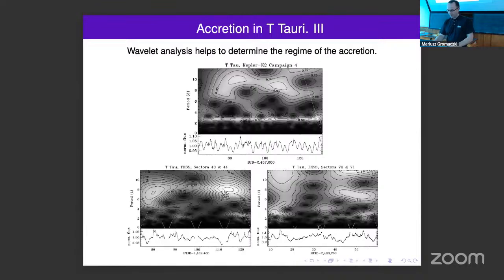Here I'm showing some wavelet analysis, introduced by Sławek Ruciński two decades ago, which can be used to determine the rotational period of T Tauri from Kepler observations. Here I'm showing the same Kepler light curve which was shown before, and we see that the rotational period is not very well visible. The spectrum is dominated by many random signals which are not even quasi-periodic, and they probably reflect the conditions behind the corotation radius of the disk of the T Tauri component.